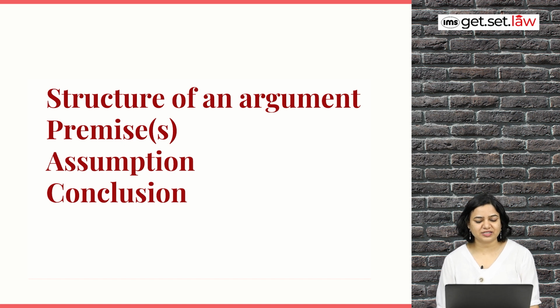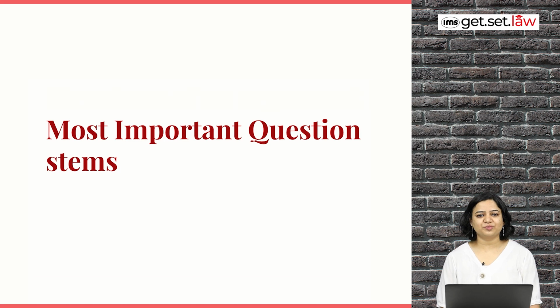And what is that supporting data? Those are premises, right? Now, the premises which are given there are at your disposal, but then there are some hidden premises as well, which are called assumptions. So, there are 3 things to note here in an argument. You have a conclusion. To support a conclusion, you've got premises, and you also have some hidden premises which we call assumptions. Let us now talk about the most important question stems that you will be getting.